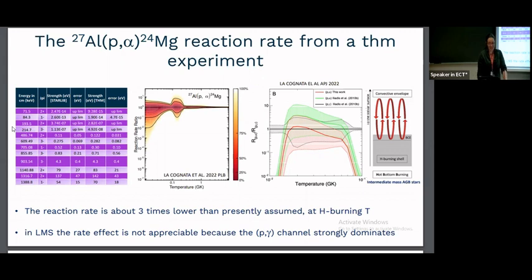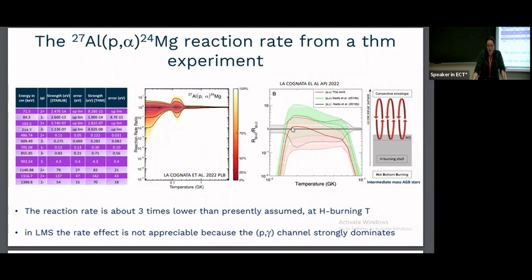What is this? What's the problem? The problem is that the aluminum-27(p,α) channel is smaller than the aluminum-26(p,γ) channel that dominates the aluminum destruction in the temperature range of hydrogen burning. In measuring this rate again, what we had is that the aluminum-27(p,α) rate is even smaller than the aluminum-27(p,γ). So we cannot appreciate any effect when we run low mass stars calculation.